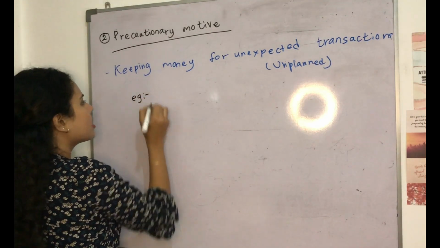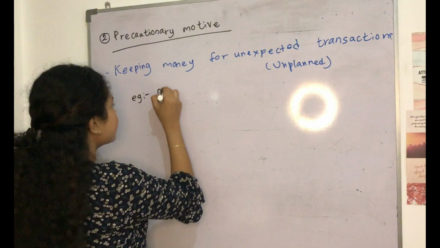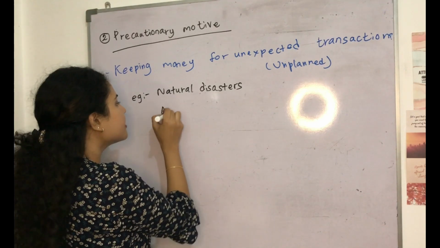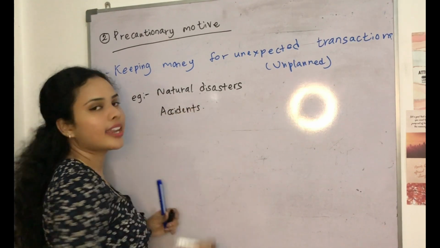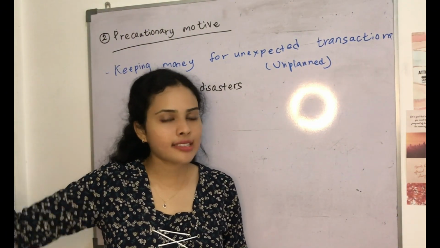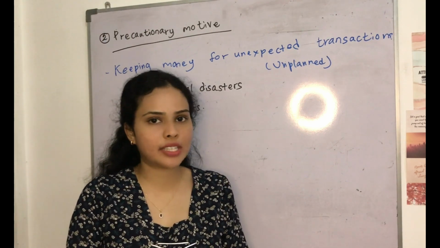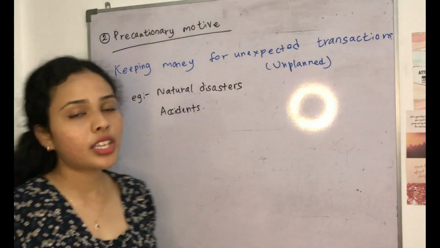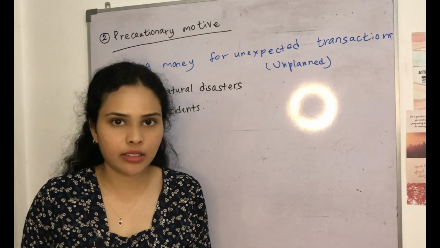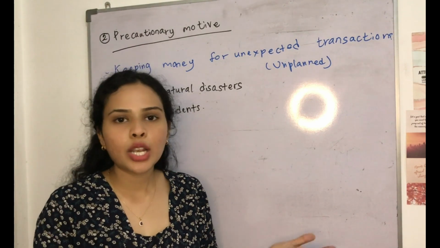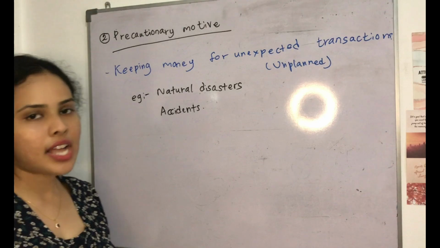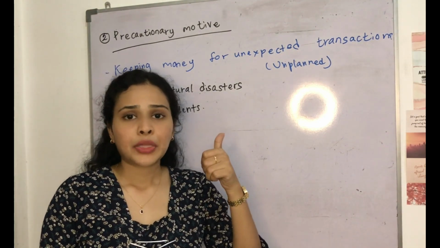What are the examples? Natural disasters like flooding, accidents, any kind of accident. Likewise, we need to keep money for unexpected transactions. Earlier in transaction motive, we discussed keeping money for day-to-day expenses. Here, we should keep money for unexpected situations. When you become ill, you never know when. Also, when will you meet an accident? When will you face a natural disaster? Likewise, for unplanned transactions. The previous one is a planned transaction.